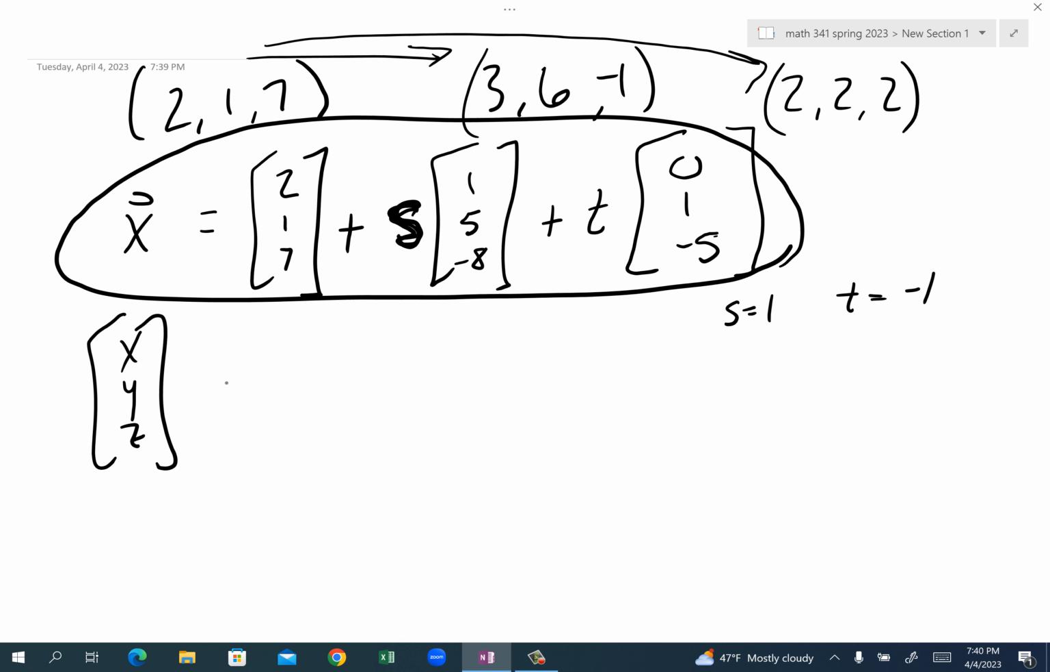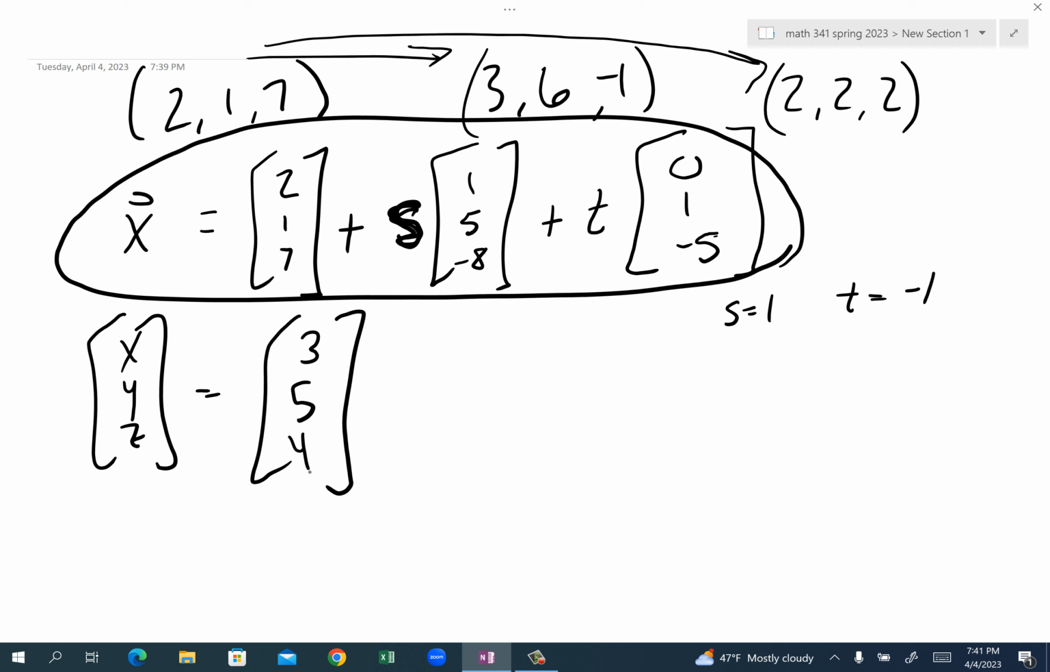Then where would I end up? Well, I would end up at 3. And if s was 1, I'd get a 5. With t being -1, that'd be 4, plus 1 is 5. And then s is 1, so that'd be -8, plus 5 is -3, plus 7 is 4, I guess. That's where I would end up in that case.